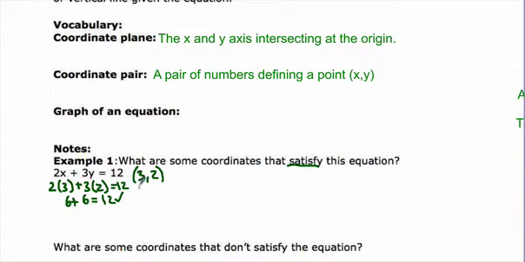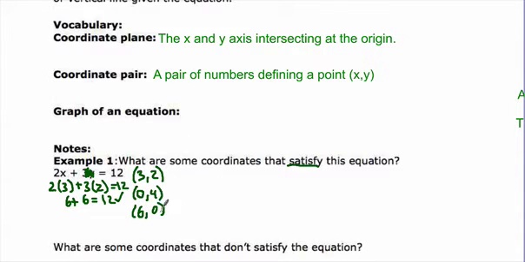What are some other ones? Well, 0 is a nice number to work with because it always gets rid of something. So if I put in 0 for x right here, 2 times 0 is just 0, and if you add 0 to anything, it doesn't change it, so that really just gets rid of it. So now I just have 3 times what equals 12? Well, 3 times 4 equals 12. Okay, what's another one? Since 0 was pretty easy for me, I'm going to try 0 again, but this time I'm going to try it for the y. So 0 here, 3 times 0 is 0. That'll get rid of that. So now I just have 2 times what equals 12. So 2 times 6 is going to equal 12.